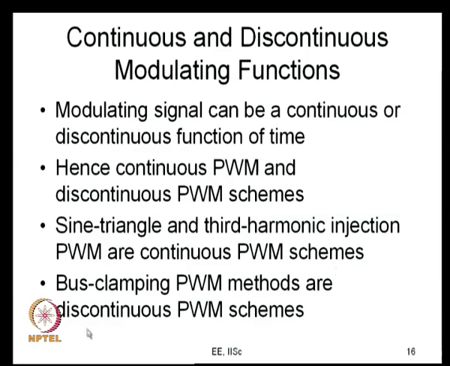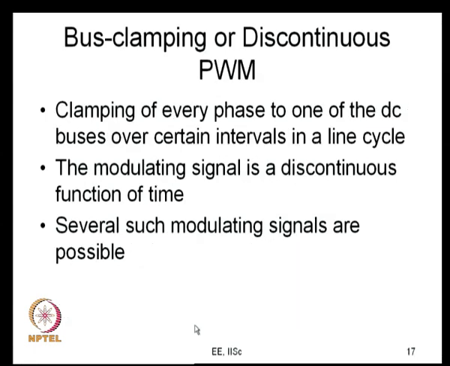Sometimes you use modulating signals which are discontinuous functions of time. The common mode components will be discontinuous functions of time, which you will often do when you want to result in bus clamping, as we discussed in the previous lectures, and we will just look at it quickly now. So, in these cases the common mode signal is discontinuous, and when this is added to the sinusoidal modulating waves, the resulting modulating signal is discontinuous, and these are called discontinuous PWM schemes now.